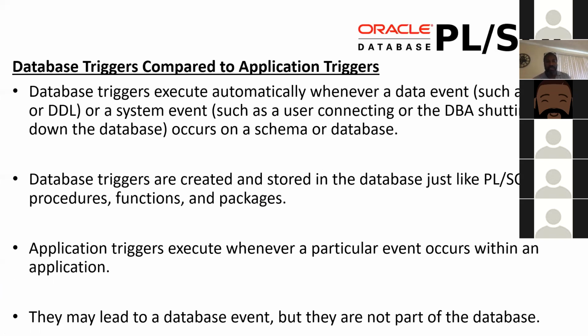Application triggers execute, and this is a little bit different, so don't confuse the two, and you'll see that on a question or two. Application triggers are usually outside of the database, and basically they act the same way. Something happens within an application, and the trigger may fire to impact the data or perform some other function. But generally, it is associated with a database changing event.